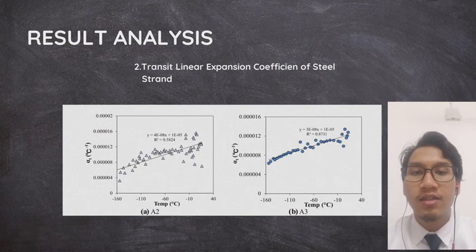And thirdly, the transit linear thermal expansion coefficient increases with the increase of the pre-stress applied in the steel strand. This is because the low temperature reduces the molecular translational energy that reduces the activity of atoms, and more molecular translational energy will be required for the heat transfer, which results in the reduction of the transit linear expansion.